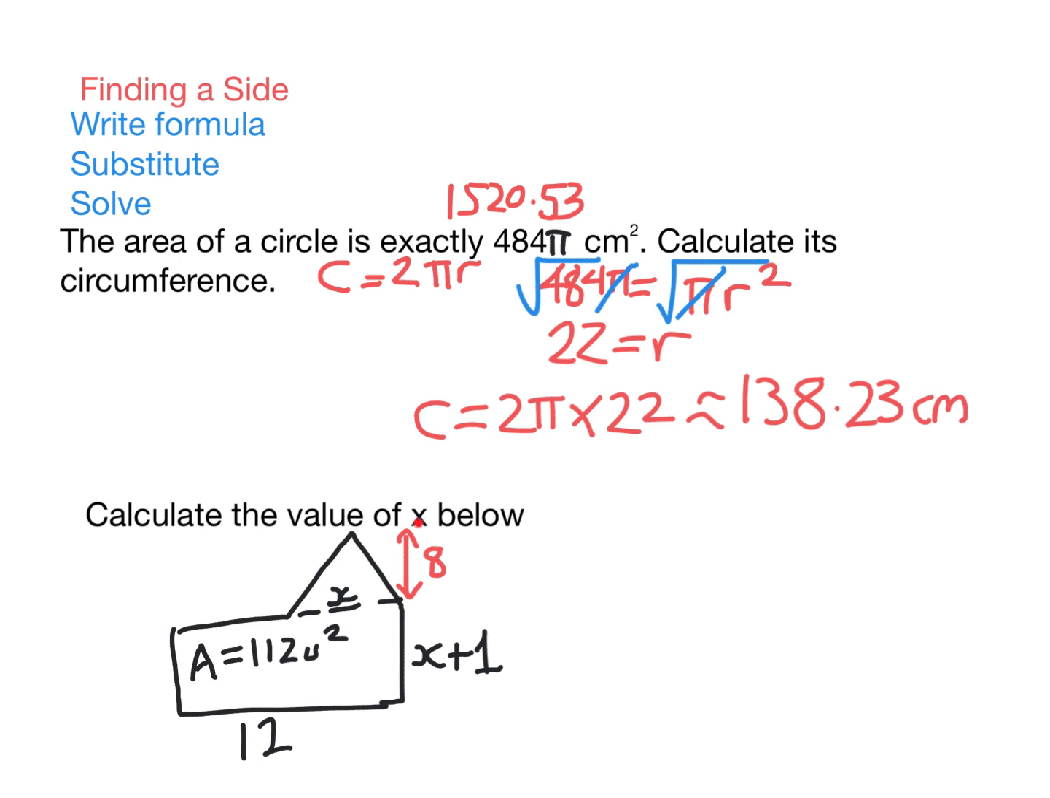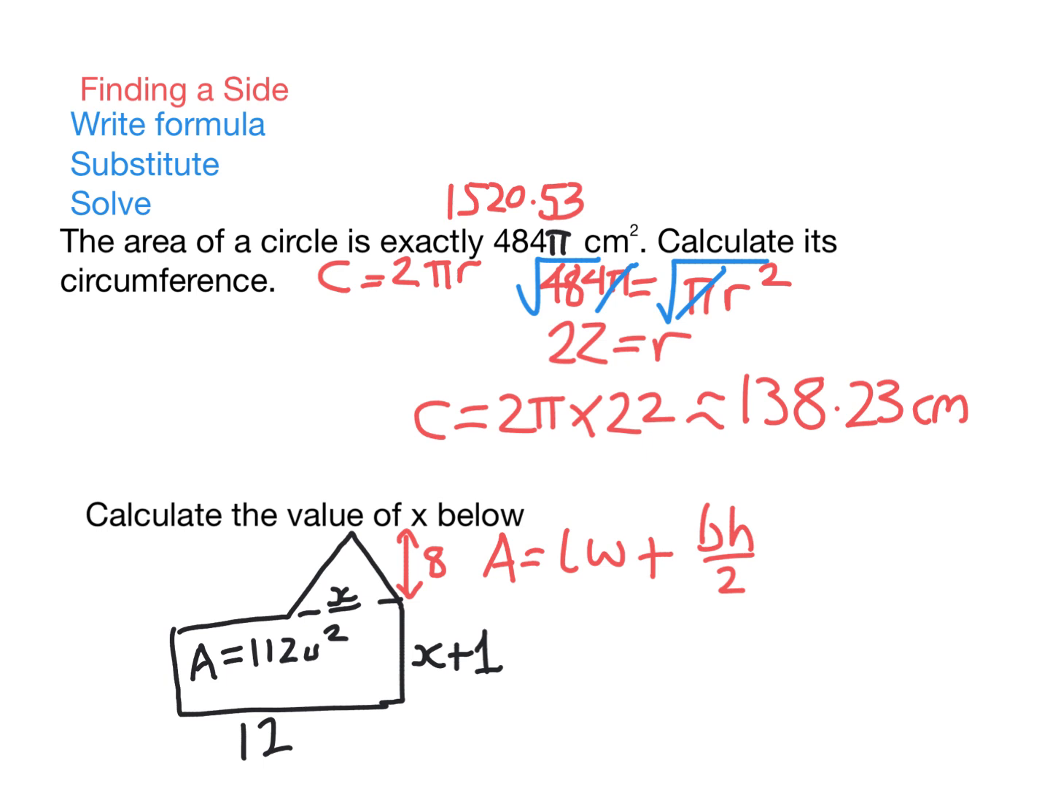All right, let's calculate the value of x in this diagram here. We're told the area is 112 square units. So this is a composite shape. So the area is the area of the rectangle plus the triangle. So let's write a formula for the area here. So the area of the rectangle is length times width. And then the area of the triangle is base times height over 2. That'll give me the area of the total shape.